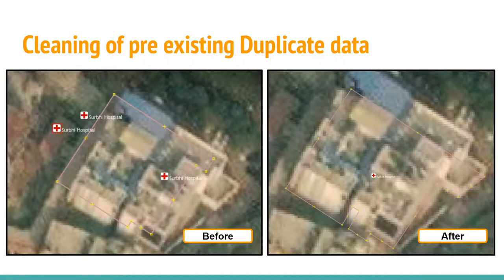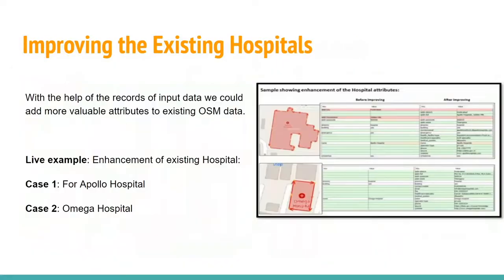If we come across any pre-existing duplicate hospital at the same location, we will retain only the one node which has more information by adding the unique information from the other duplicate node. Then we will add the other additional information from the OGD input data source and submit the changes to OSM. Last but not least, this example shows how we enhance the hospitals in terms of feature tracing and also improving the attributes or the tags of the hospital.